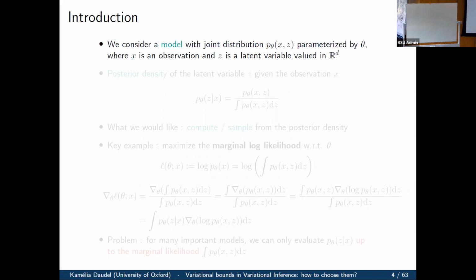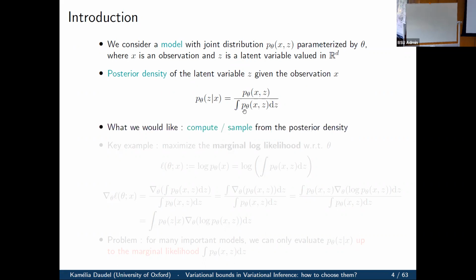We're going to consider a model joint distribution p_theta of x comma z, which is parameterized by theta, where x is going to be an observation, and z is going to be a latent variable with value in R^d. For this choice of model, my posterior density of the latent variable z, given the observation x, is given by this quantity. And we're interested in being able to compute from this posterior density.